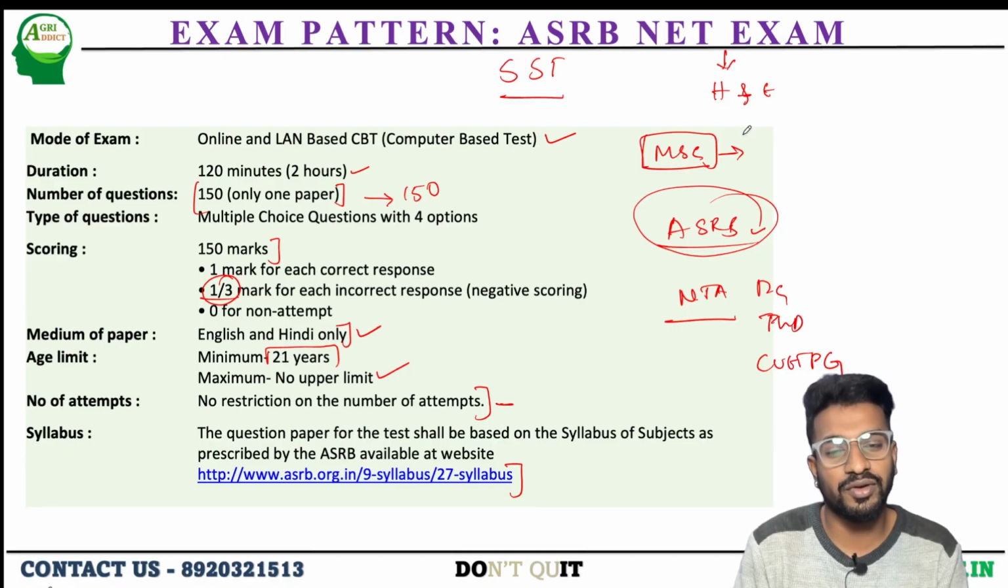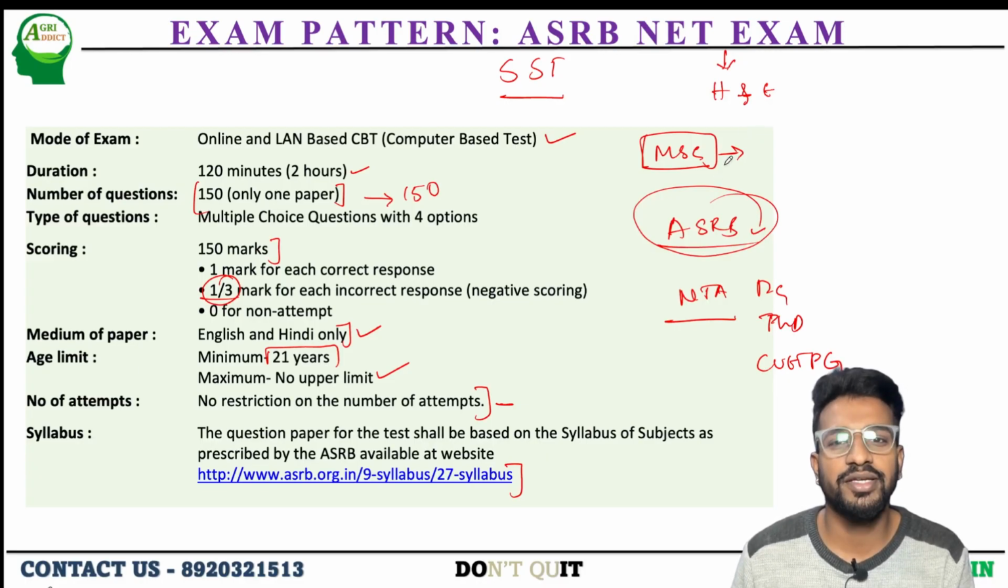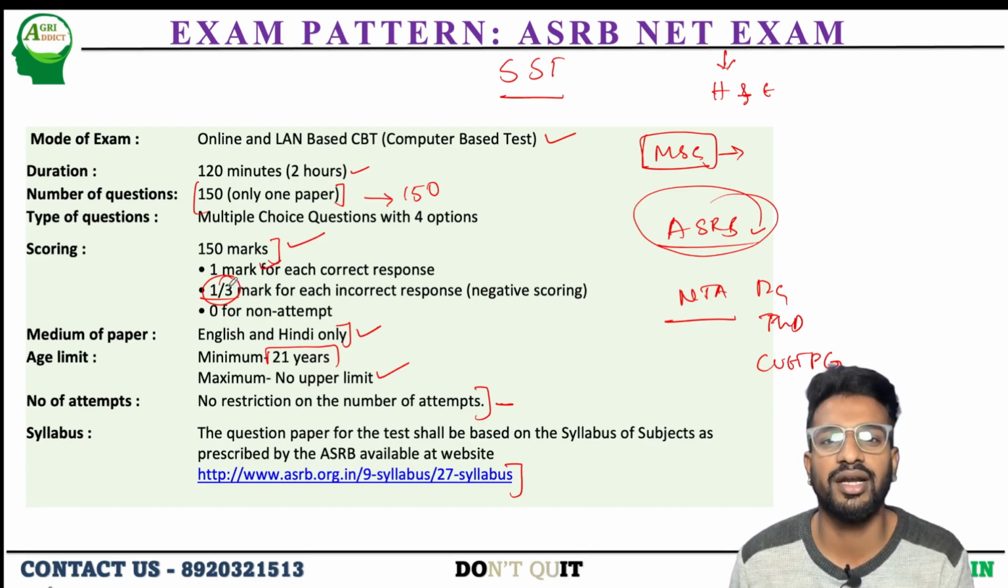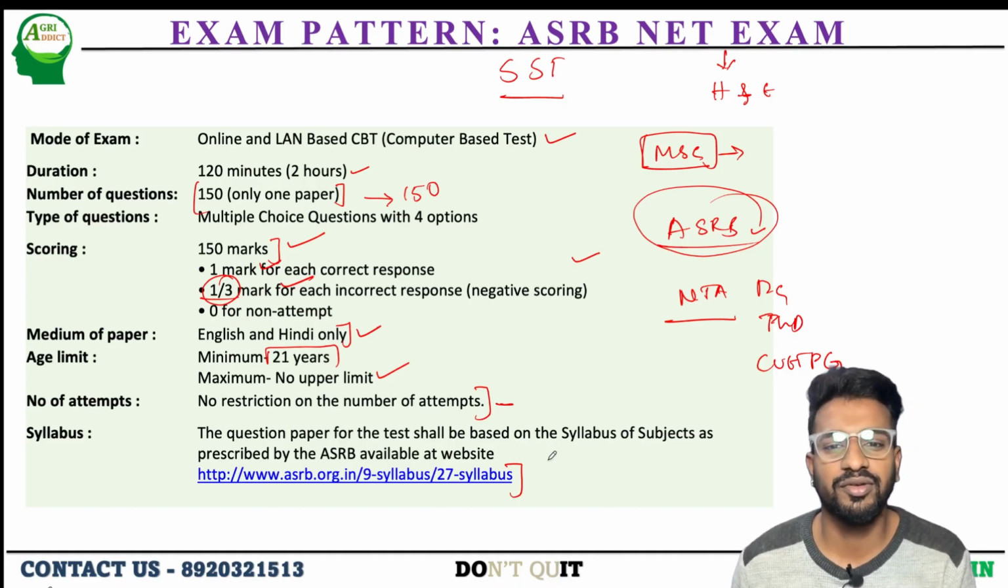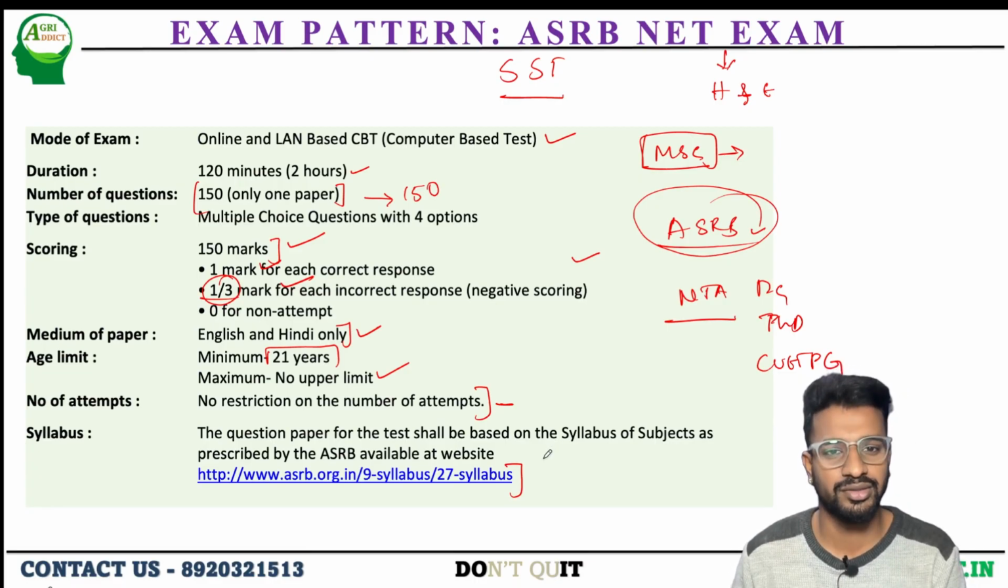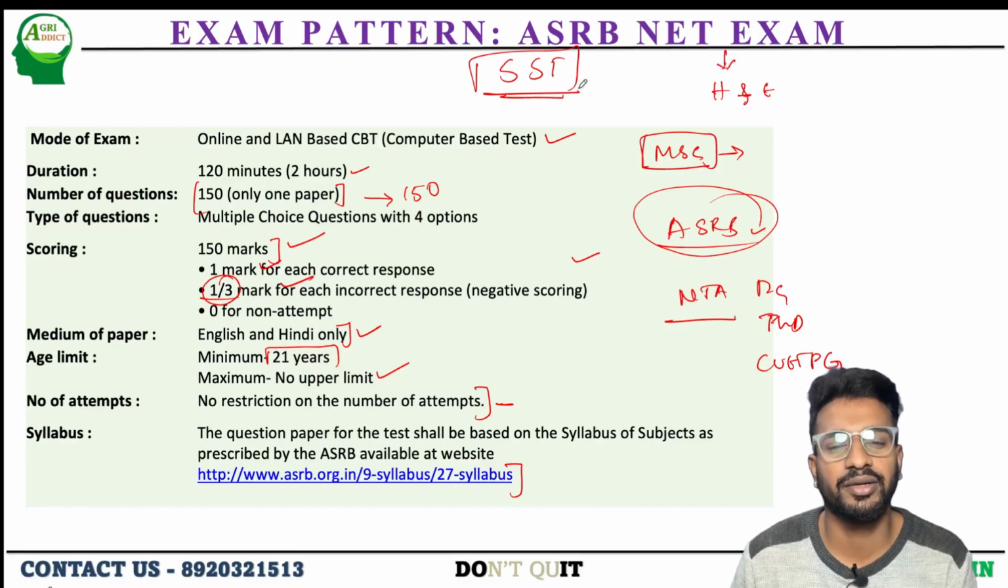So the level of questions and the pattern would be entirely different from what you see in the PG and PhD exams. The total number of marks is 150, each correct response gets 1 mark, and each wrong answer deducts 1/3 mark. So this is about the ASRB NET exam, and as I told you, the syllabus link will be given in the description. Just check the new syllabus for this ASRB NET exam for the subject of Seed Science and Technology.